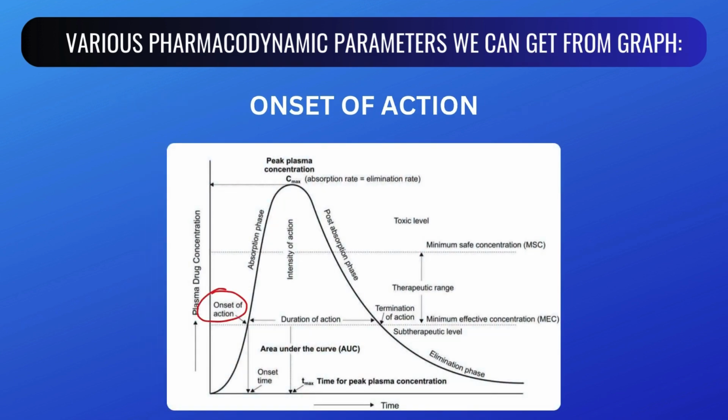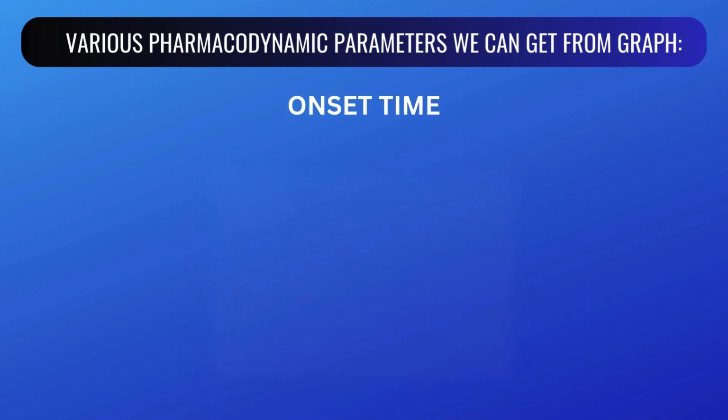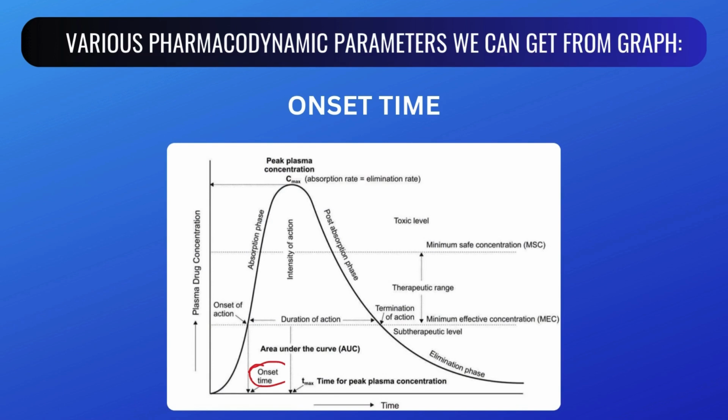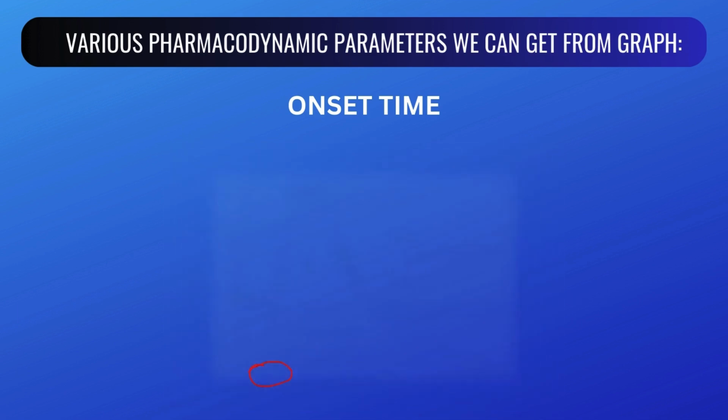The onset of action is the time it takes for a drug to begin to have its intended effect after administration. Example, after taking ibuprofen for a headache, it might take about 15 to 30 minutes for you to start feeling pain relief. This period is the onset of action. We can get onset time. Onset time is the amount of time it takes for a drug to start working after it is administered. In simple terms, it's the time between when you take the drug, like a pill, injection, or inhalation, and when you first start feeling its effects.